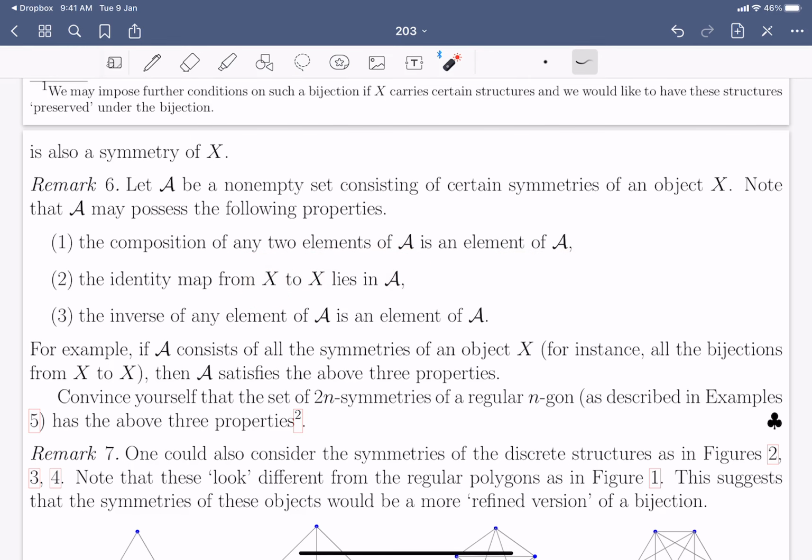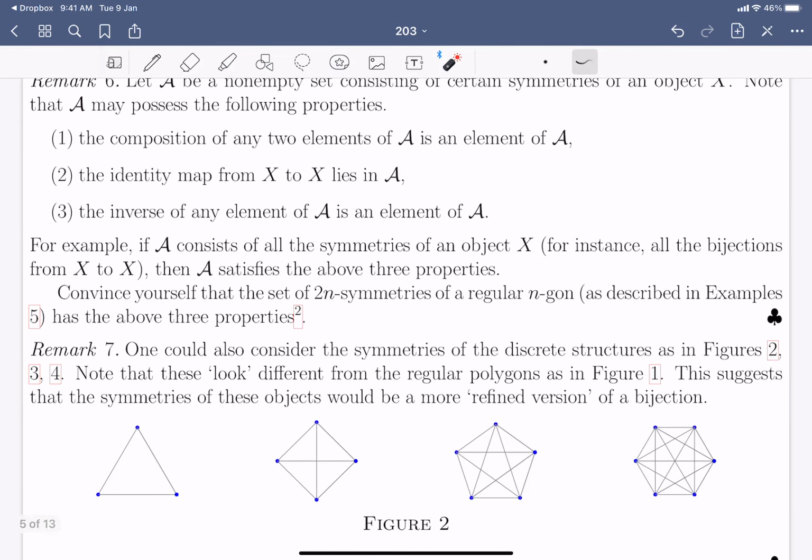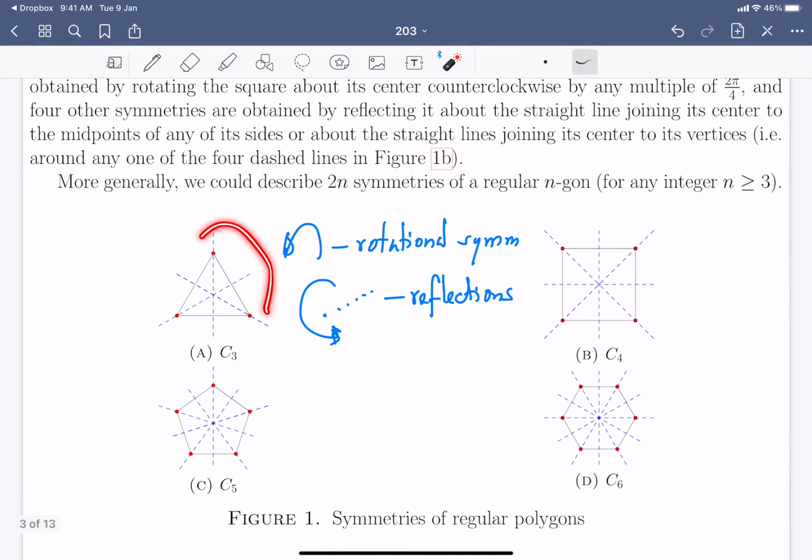For instance, for these triangles or regular polygons, if we rotate by the angle 0, then that's the identity map. It doesn't do anything on the regular polygon or on the triangle. So that is a nice thing to have. So we may assume that this also lies inside A, and the inverse of any element of A is an element of A. Let me try to explain what we mean by inverse. For instance, here if you rotate it by 120 degrees, is there a way to undo that rotation? Of course there is. You just rotate it by 240 degrees, again counterclockwise. So that is a way to undo this rotation.